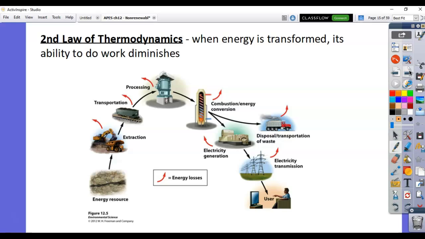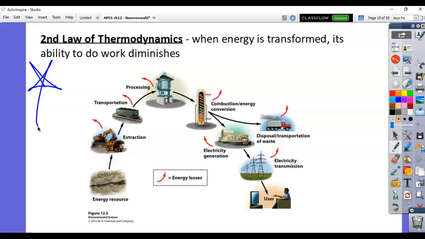All right, so we'll do second law of thermodynamics, energy efficiency. We'll basically finish this page of notes and then we'll be done. So this is a reminder of the second law of thermodynamics. They always like to ask about this on the AP exam, so put a star by it. Second law of thermodynamics: when energy is transformed, its ability to do work decreases or diminishes. We've talked about this, okay?